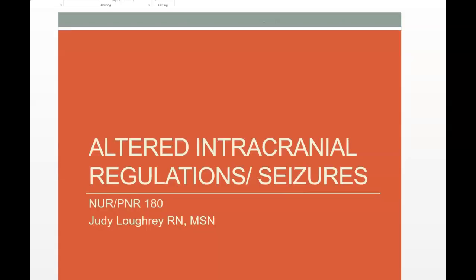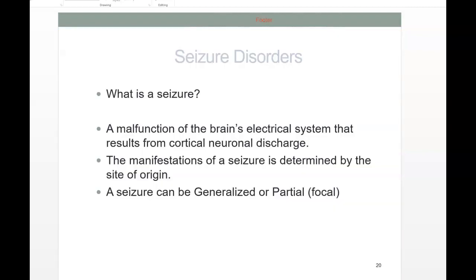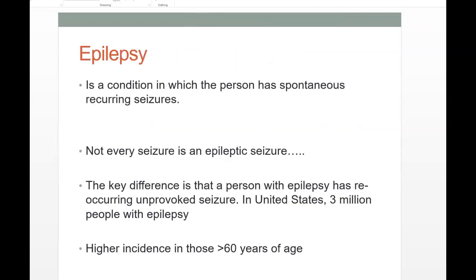The next topic we're going to talk about is intracranial regulation regarding seizures. What is a seizure? A seizure is a malfunction of the brain's electrical system that results from cortical neuronal discharge. The manifestations of a seizure are determined by the site of origin, and a seizure can be generalized or partial, meaning focal or localized. Epilepsy is a condition in which the person has spontaneous recurring seizures. It's really important to remember that not every seizure is an epileptic seizure. You can have a seizure and not have epilepsy.